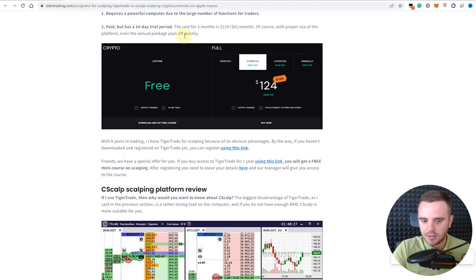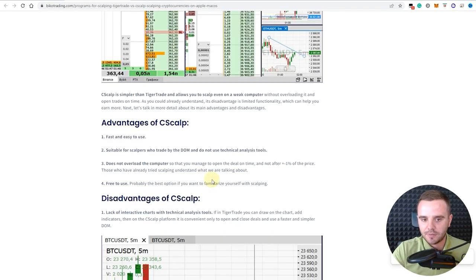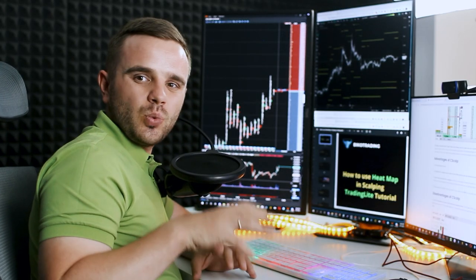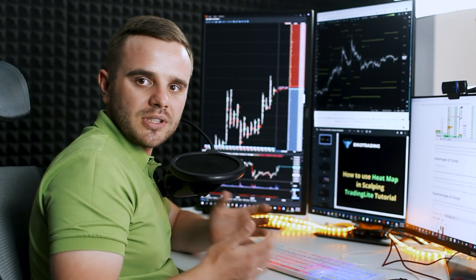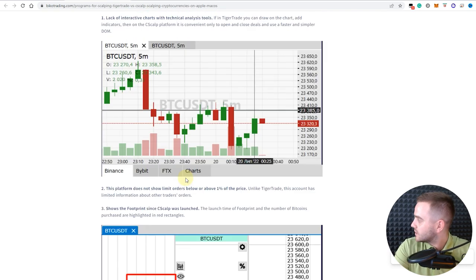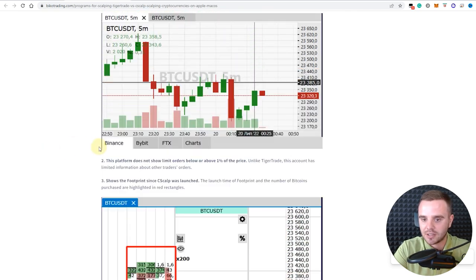In that case, CScalp. What's the advantage of CScalp? First, it is fast and easy to use. Second, it is suitable for those of you that have weak computers, like some notebooks, something like that. And it is free to use. You don't pay for CScalp. It is completely free.